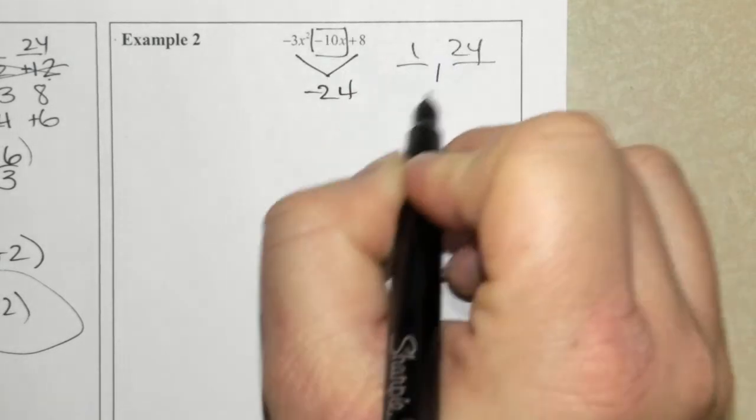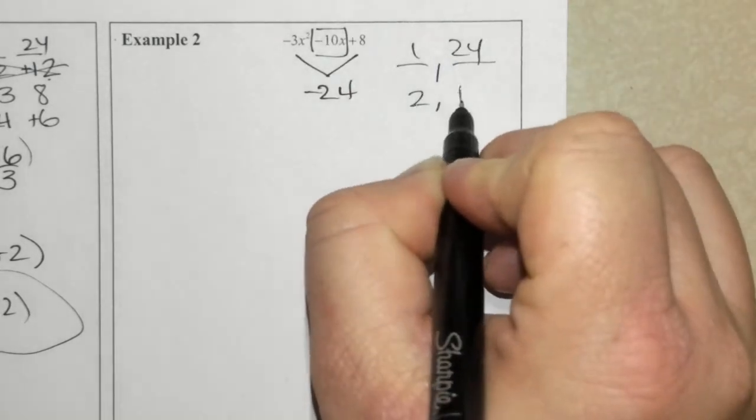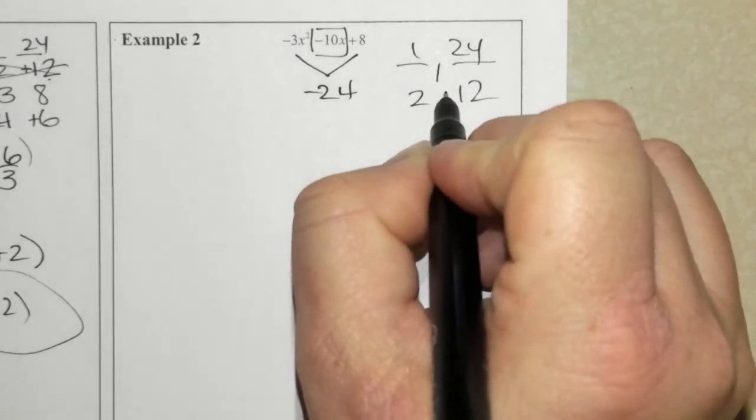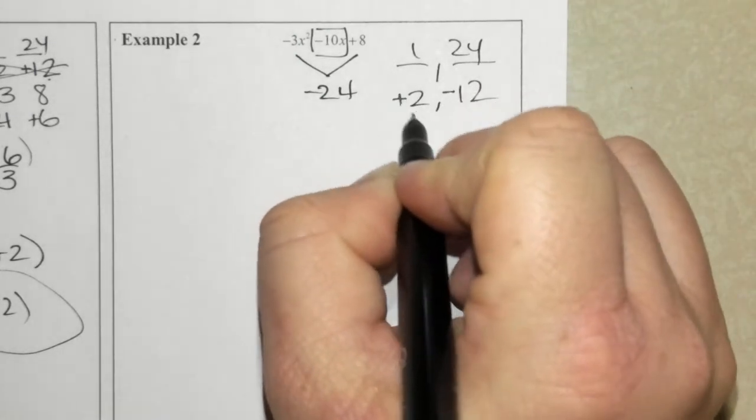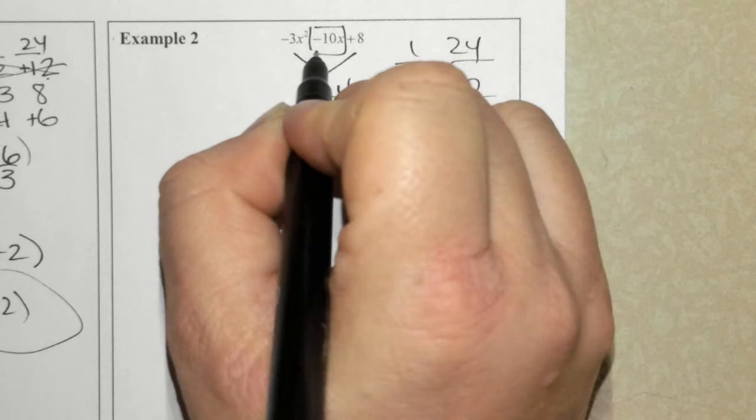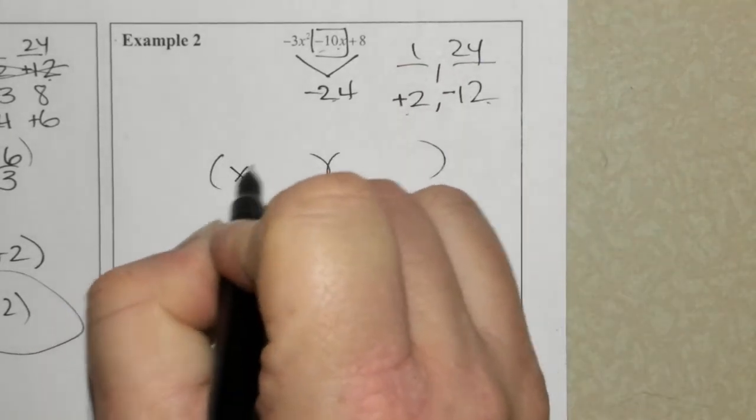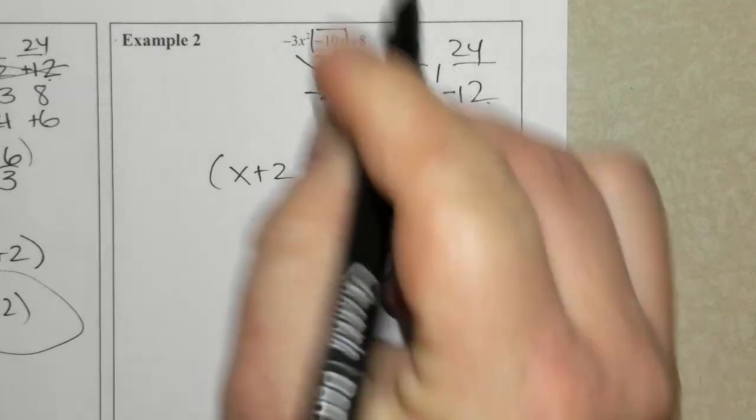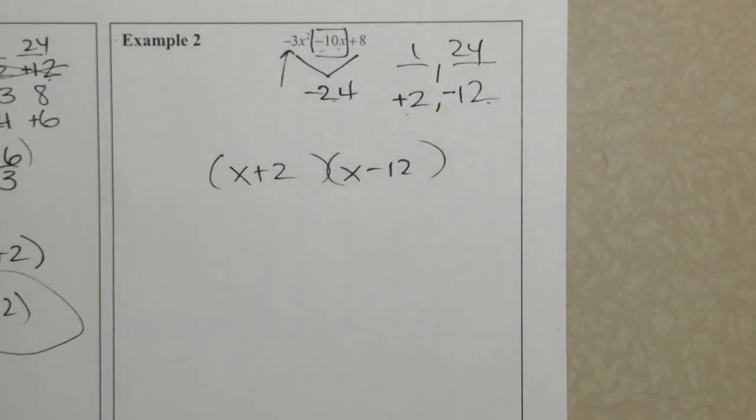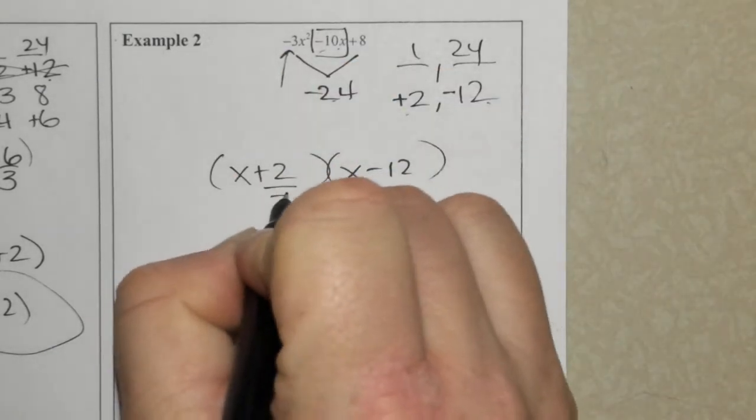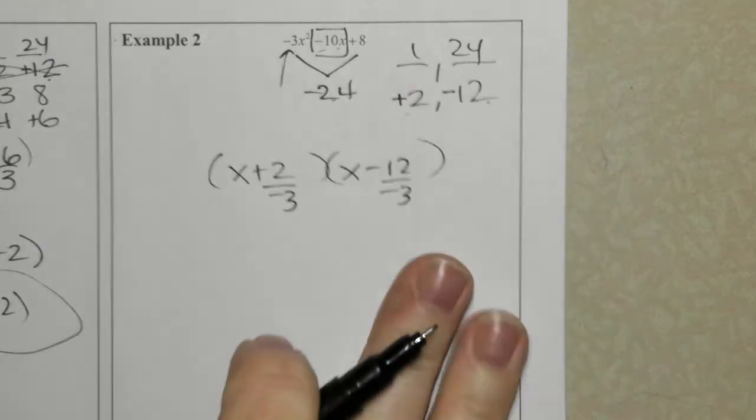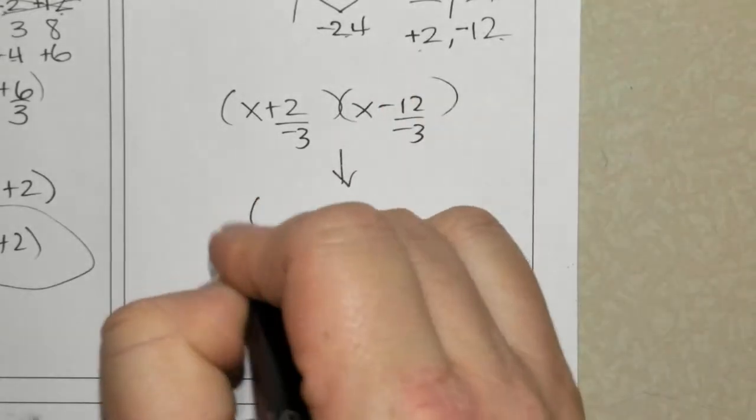1 and 24, no. 2 and 12, well this time it works. Negative 12 and a positive 2 combine to give you a negative 10, and they multiply to give you a negative 24. So x plus 2, x minus 12. Because the leading coefficient is different than 1, I'm going to put that number and the symbol underneath. The next step is to reduce those fractions.